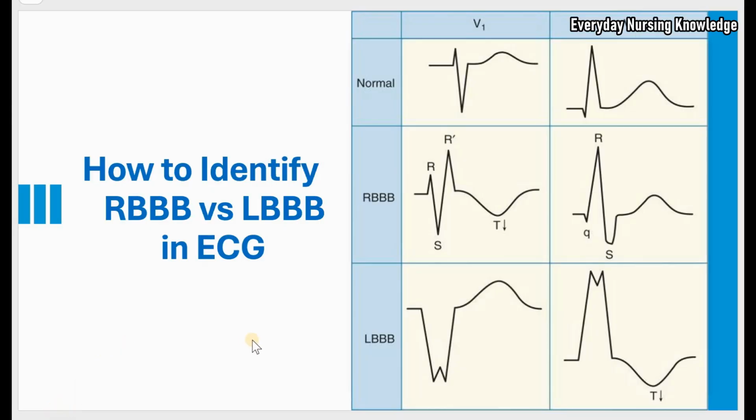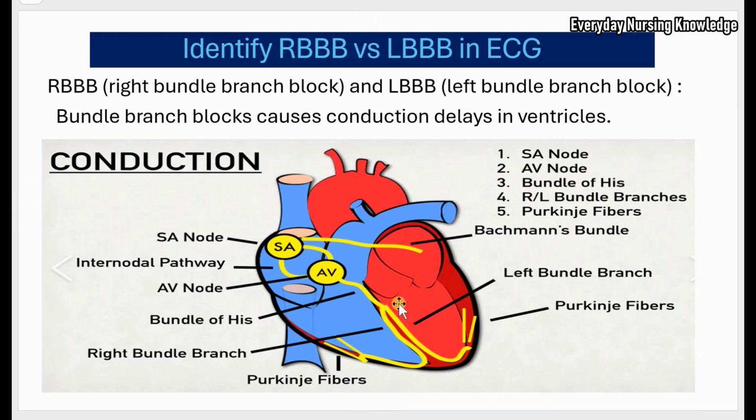Welcome to Everyday Nursing Knowledge Lectures, and today we will learn how to identify right and left bundle branch block in EKG. To identify blocks, know the conduction pathway of the heart, which starts from the SA node.